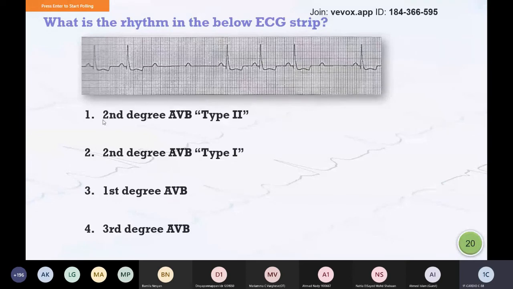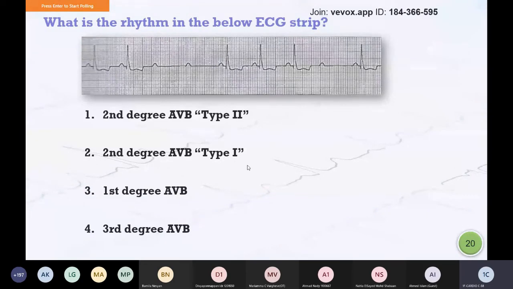So then is it second degree type 1 or type 2? Is it third degree? Let's talk about the third degree first. In third degree, you have a completely variable PR interval. But if you look at this ECG, the PR interval is always the same. So we can rule out first degree and we can rule out third degree.